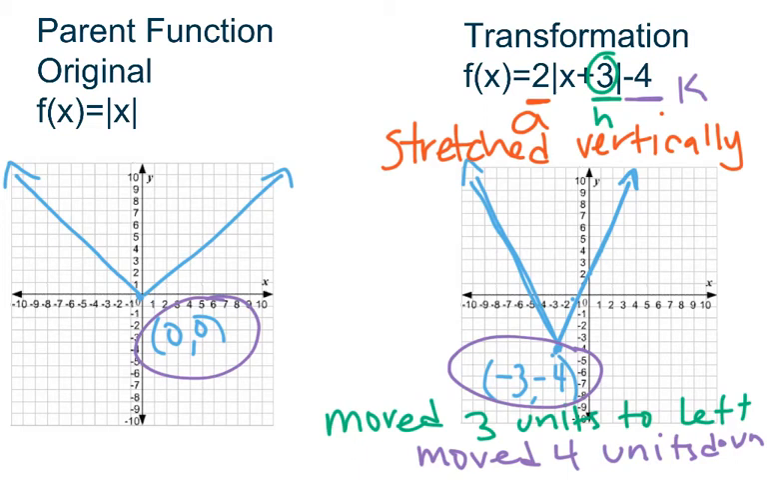You tell what all 3 of those numbers have done. And notice we wrote out 3 things. It stretched vertically because of the 2. It moved 3 units to the left because of the 3. It moved 4 units down because of the 4. So we had 3 phrases to say because there were 3 numbers.